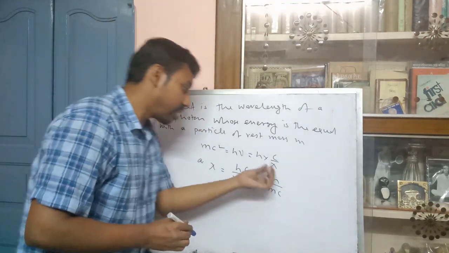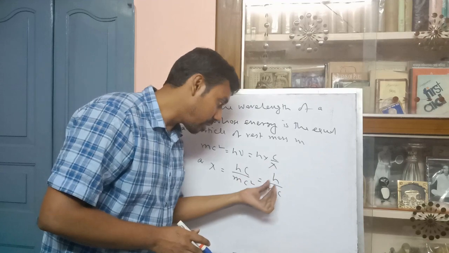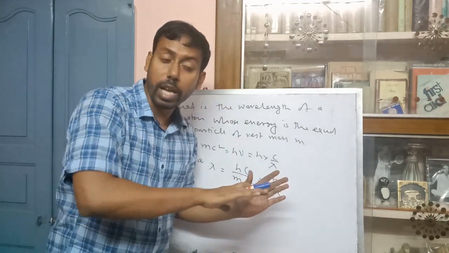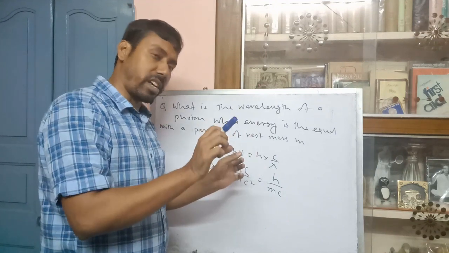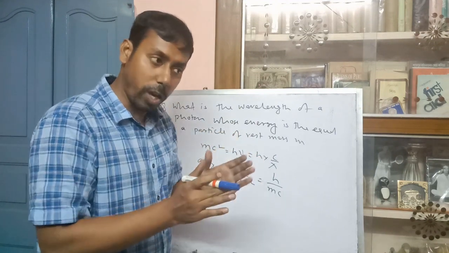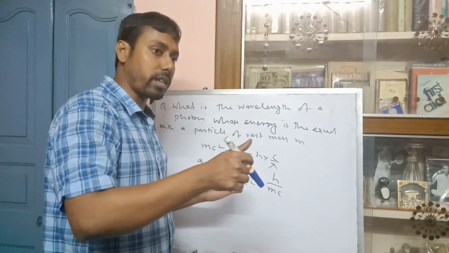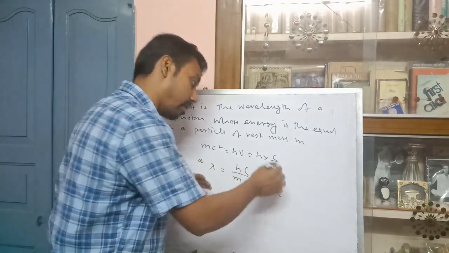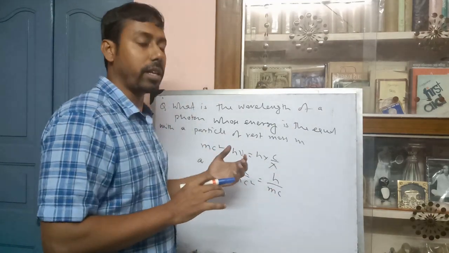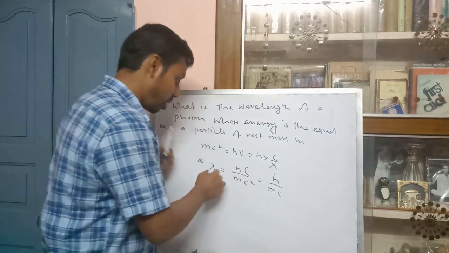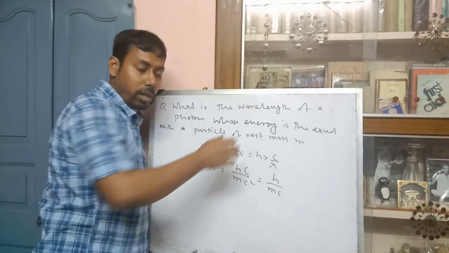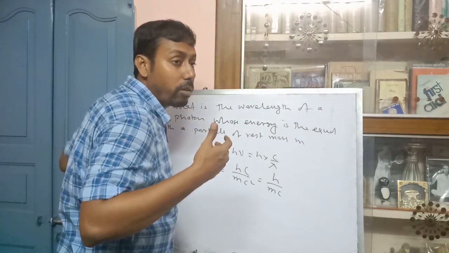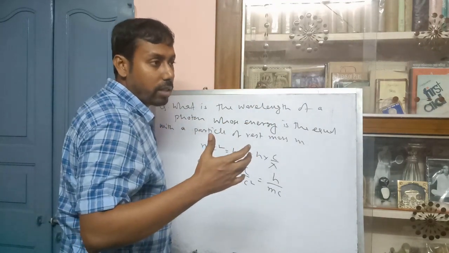Look, this is how we previously proved that this quantity gives you the length associated to any particle. For any particle, we can find out the length associated to it. Whether it gives you the wave or not depends on the size or mass of the particle. But every particle has a length associated to it. So this h by mc gives you the length associated with this photon. Now we are trying to calculate the value of this length.